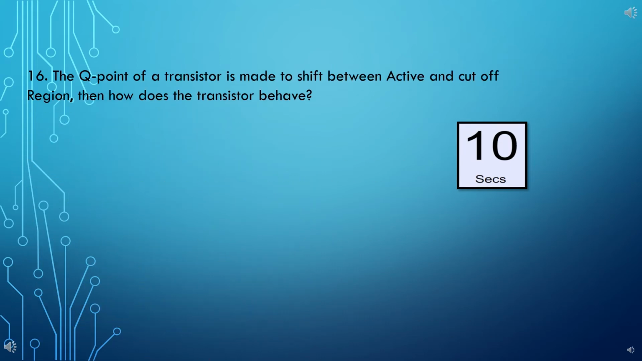If the Q point of a transistor is made to shift between the active and cutoff regions, then how does the transistor behave? Option A. Switch, B. Amplifier, C. Inverter, D. Buffer. Answer: switch.